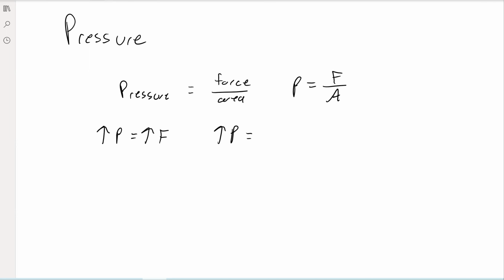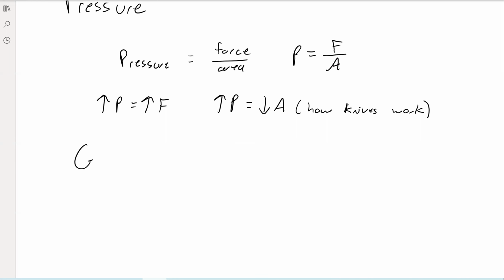Another way we can increase the pressure is to decrease the area, right? This is how knives work. You don't have to put a lot of force on a knife in order for it to cut something, and that's because the area is really small. If you think about a denominator, when you make the denominator of a number very small, it makes the other side very, very big. So as A goes down, pressure goes up.